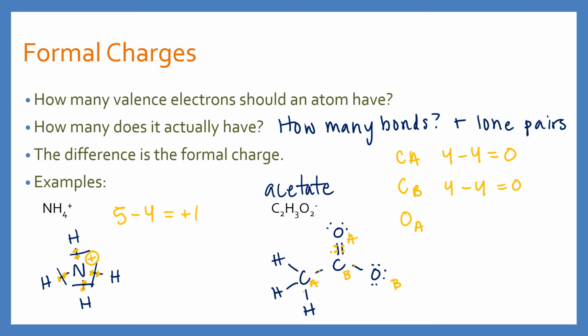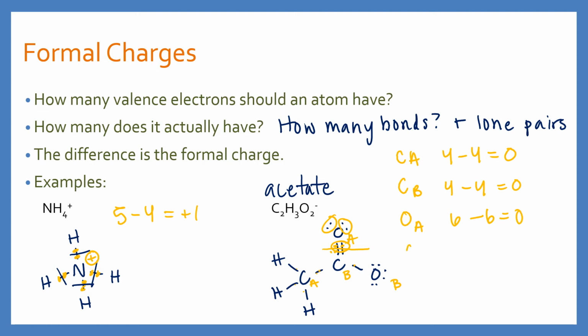Oxygen A. Oxygen should come with 6 valence electrons. Oxygen has 2 bonds, so it owns half of those bonds. That's 2 electrons. So 2, 4, 6, because it also owns the lone pairs. So it's not oxygen A either.